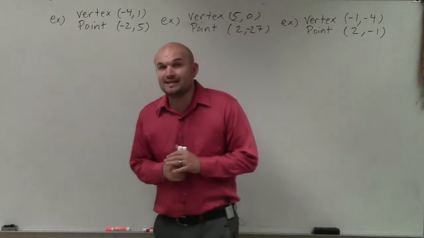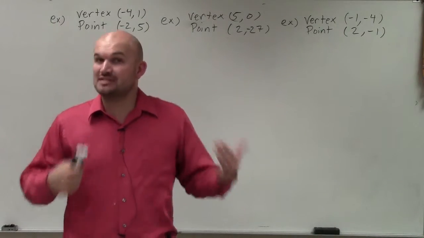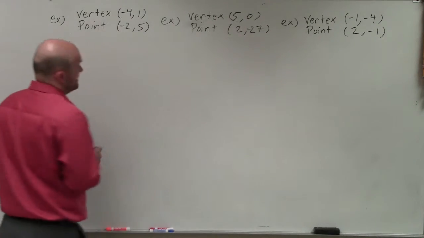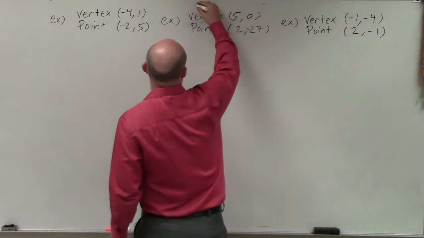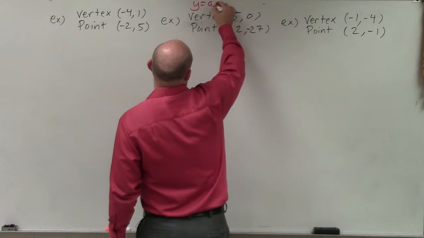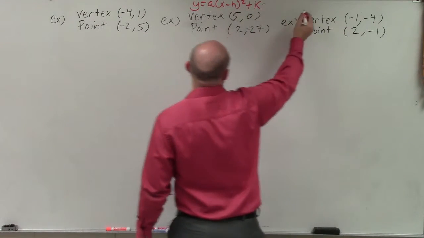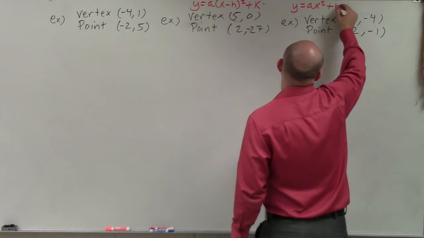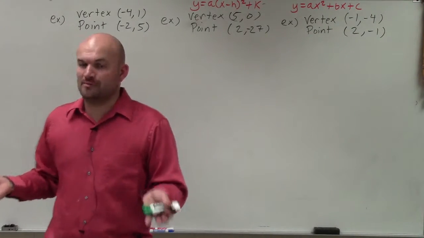Welcome, ladies and gentlemen. What I'd like to do is show you how to write the equation of a parabola in vertex form as well as in standard form. The first thing we want to understand is what exactly vertex form and standard form are. Vertex form is y equals a times (x minus h) squared plus k. And standard form is y equals ax squared plus bx plus c. Those are the two formulas that we're going to need.